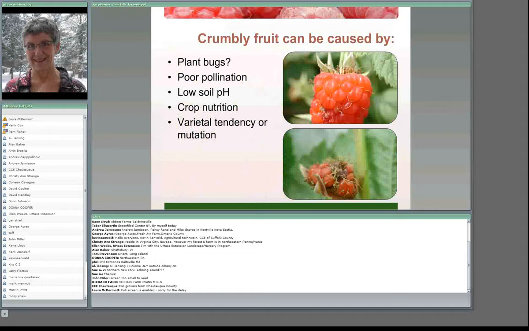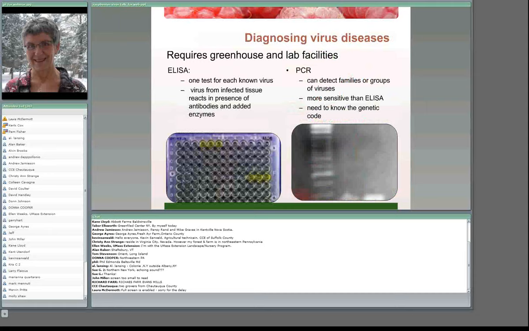So how do you diagnose a virus disease? Well, you need to use the services of a lab that has greenhouse or lab facilities. There's two characteristic tests that are done to test for viruses. Most diagnostic labs will carry ELISA test kits for the common virus diseases. When you use an ELISA test, you need one test for each known virus.